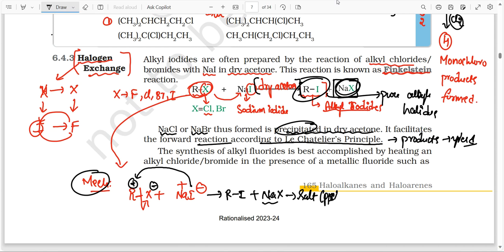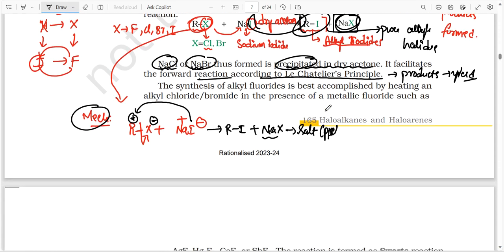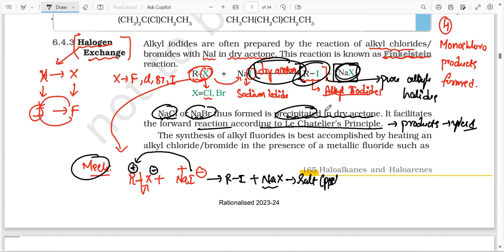Now let us try to recap it. When alkyl halide is reacted with sodium iodide in the presence of dry acetone, it forms alkyl iodides and sodium halides. Here, the dry acetone is used to precipitate the formed sodium chloride or sodium bromide, which facilitates the reaction forward according to Le Chatelier's principle. Okay, this is all about the Finkelstein reaction.